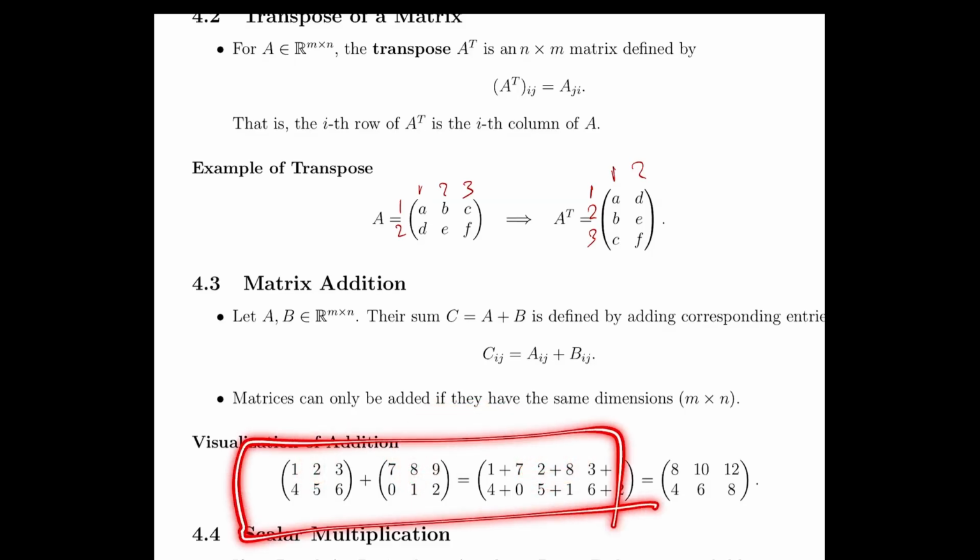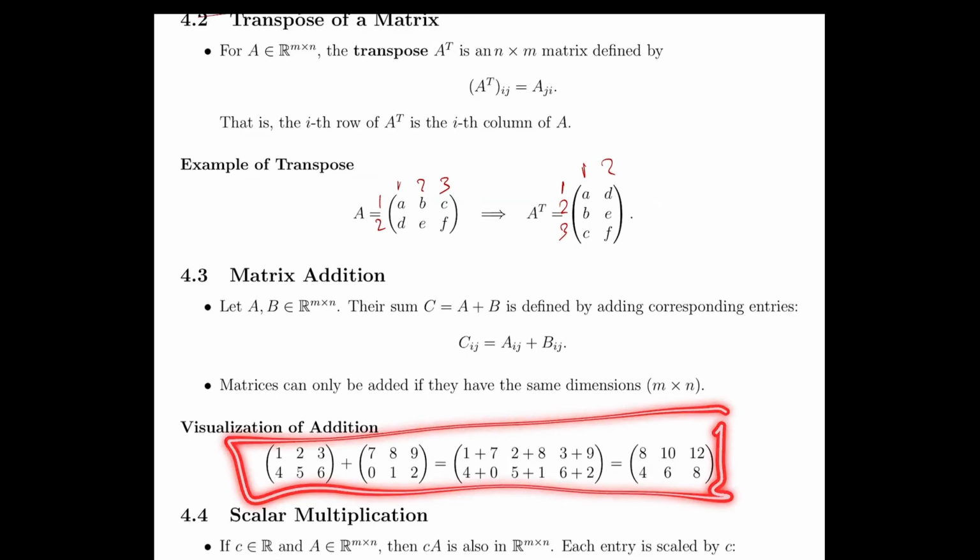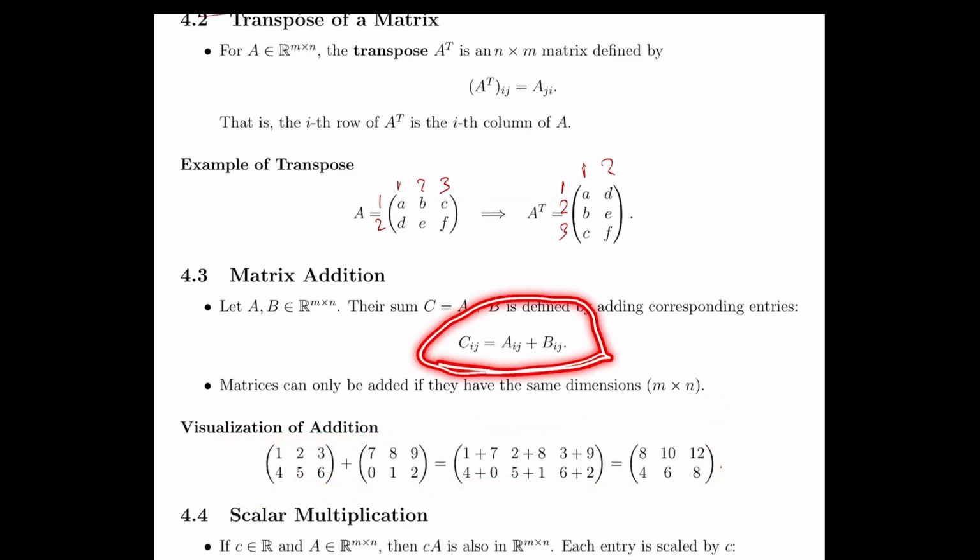So you repeat all these operations, and in total you will get the addition of the two matrices as shown here, which is element-wise, you have to add all of them. All this is mathematically described by this equation here, where C sub ij is equal to A sub ij plus B sub ij. What does that mean?